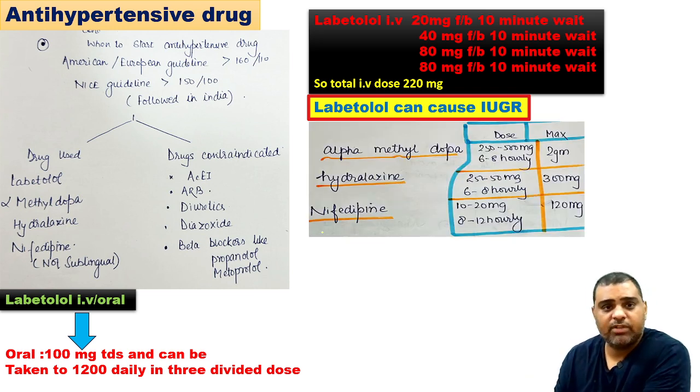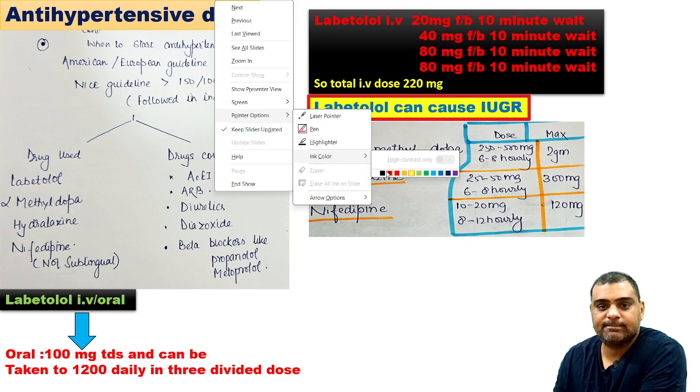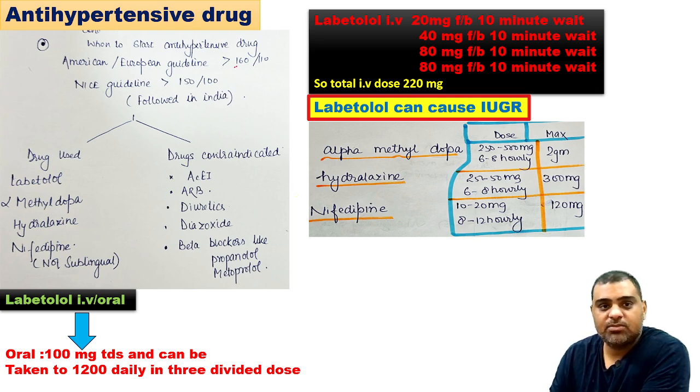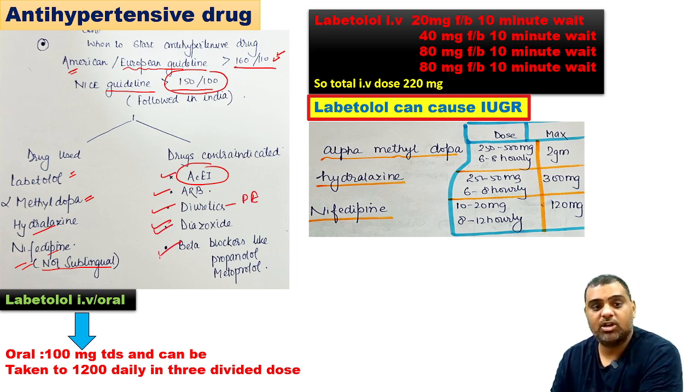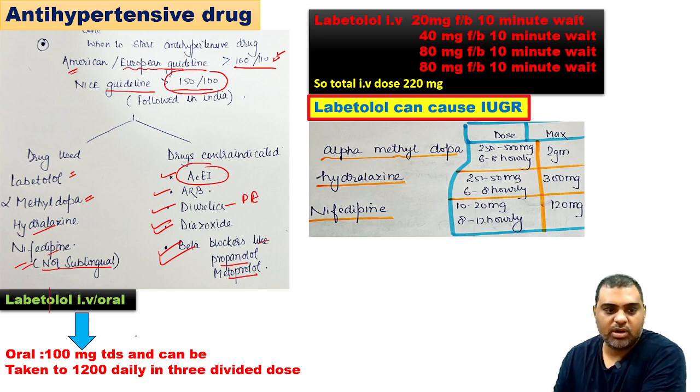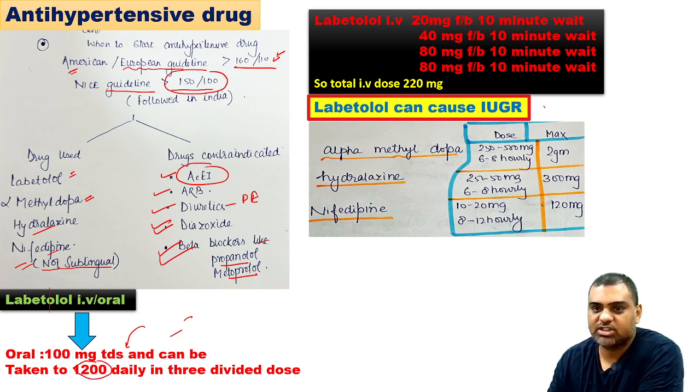So see, when to start antihypertensive drug, I have told you. When to start if it is more than 160 by 110. This is told by the American and European guidelines, but the NICE guideline, which is followed in India, says more than 150 by 100. Drugs used are labetalol, alpha methyldopa, hydralazine, and nifedipine, but not sublingual. Drugs contraindicated: ACE inhibitors, ARB, diuretic, but it can be given in pulmonary edema, diazoxide, beta blockers like propranolol, metoprolol. Labetalol, I have told you, is 100 mg TDS and can be given up to 1200 mg daily in 3 divided doses, and it can cause IUGR.